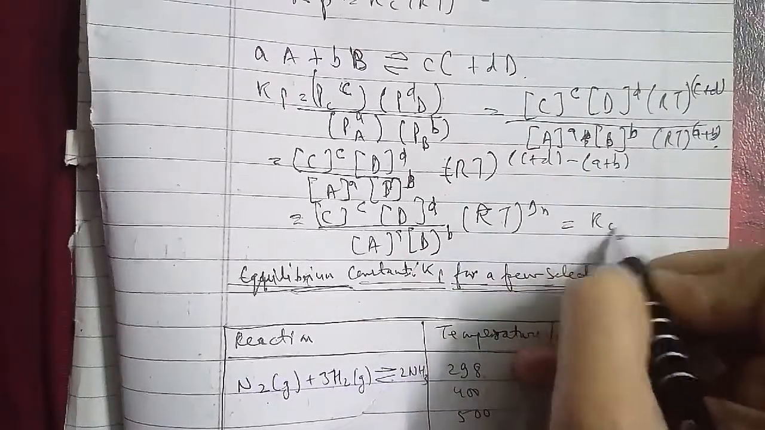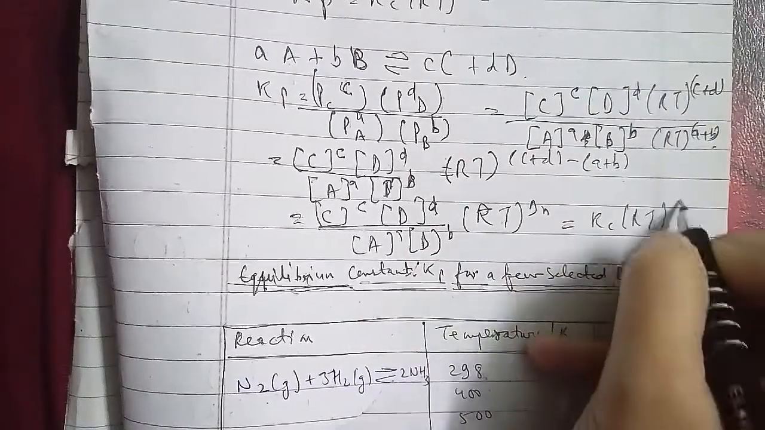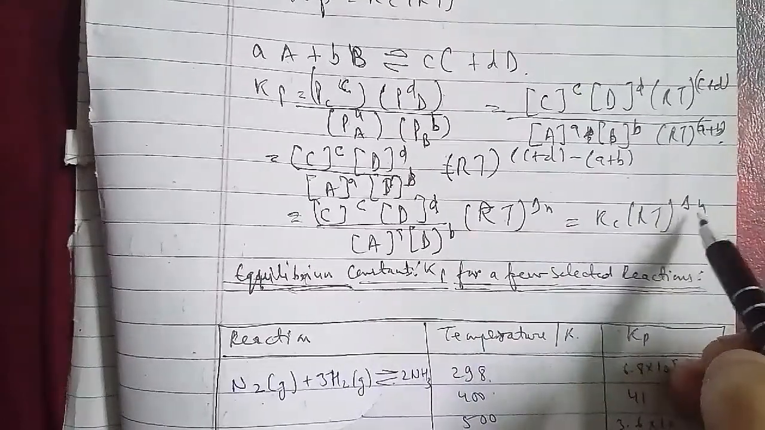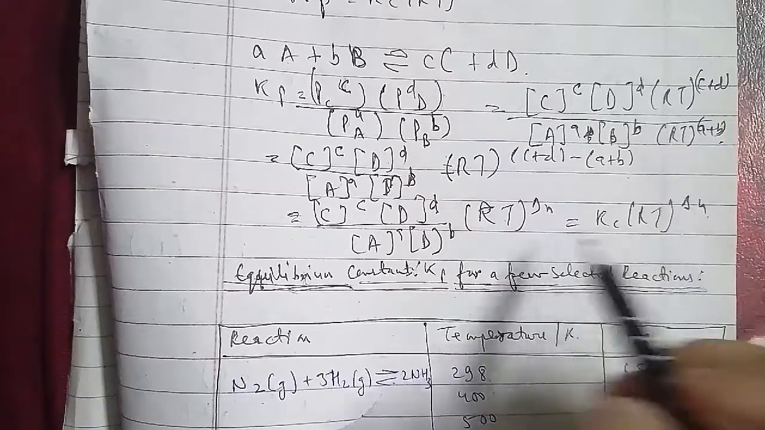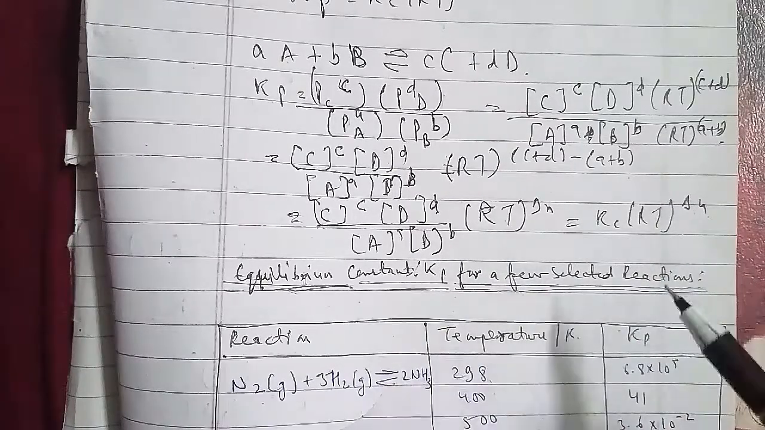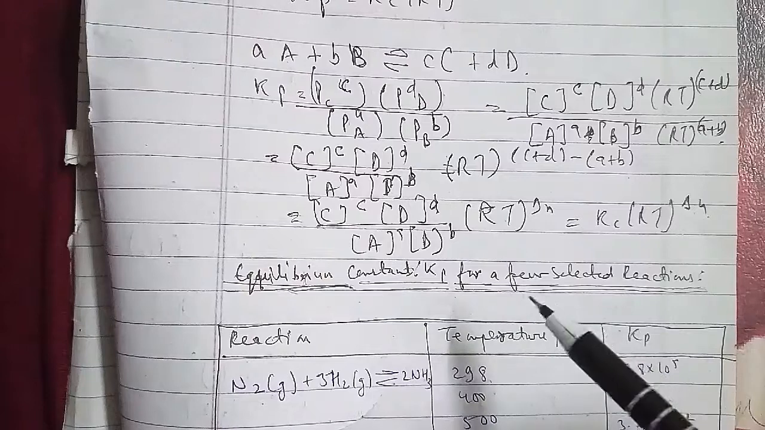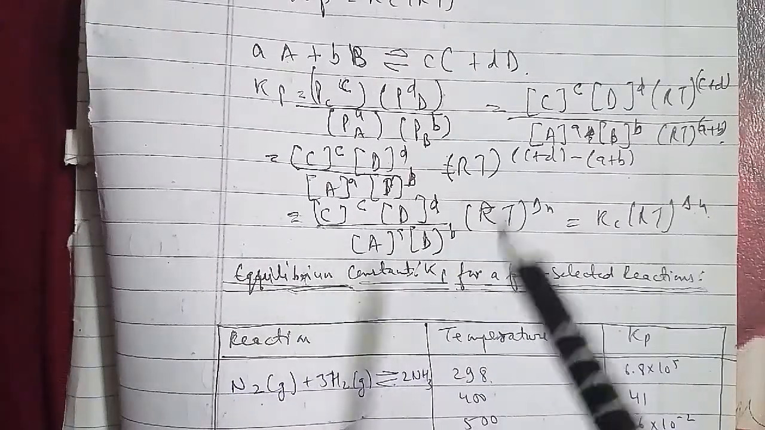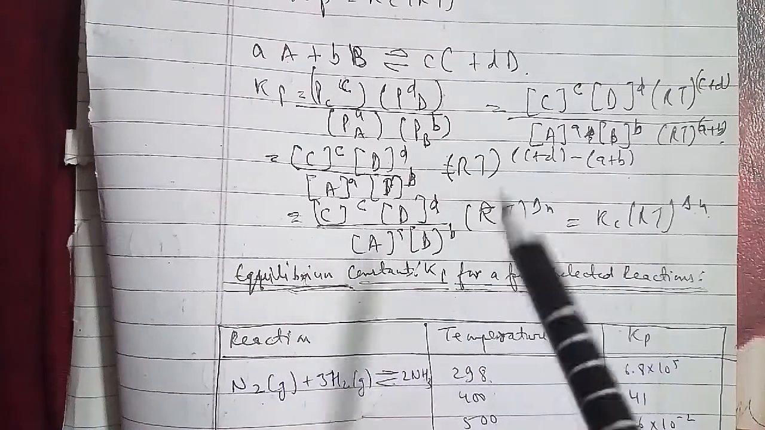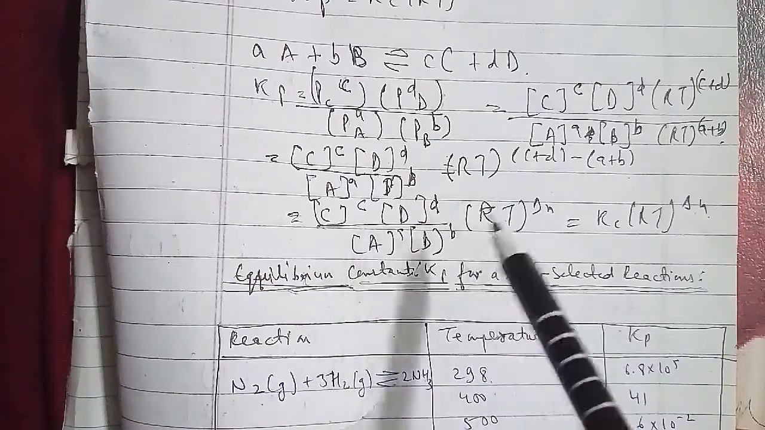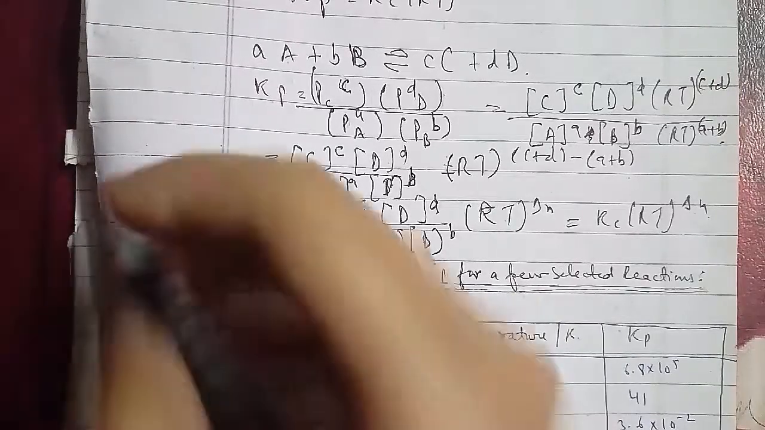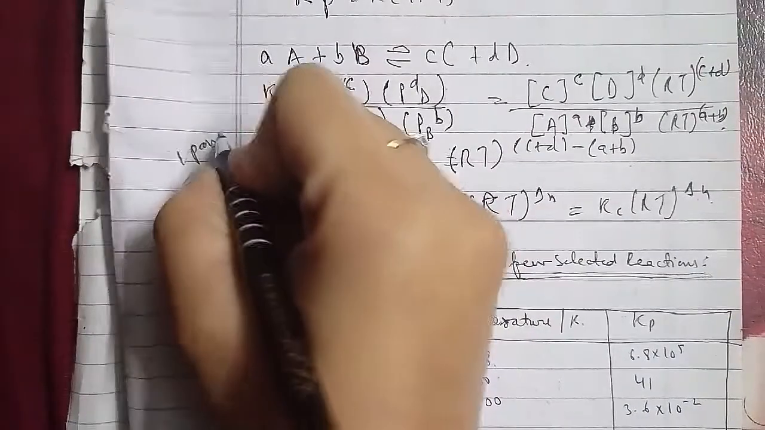It is necessary that while calculating the value of Kp, the pressure should be expressed in bar as the standard state is 1 bar, and we know that from the last units we have discussed about it, like 1 Pascal equals 1 Newton per meter square. So with regard to that, we can say that 1 bar equals 10 to the power 5 Pascal here. This is what we had learned in the last units as well.